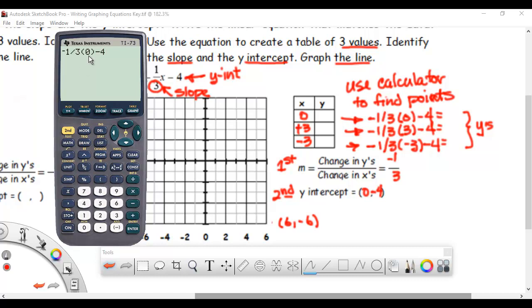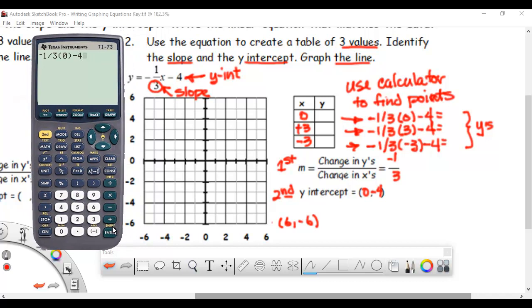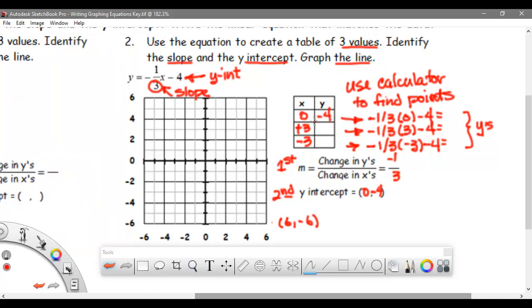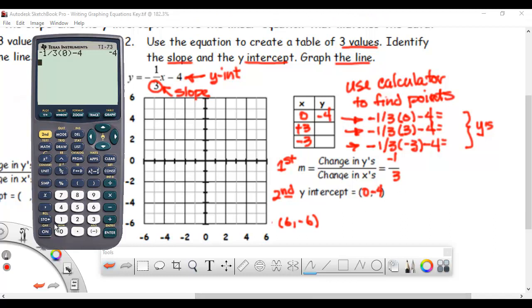Subtract 4, and let me hit enter here. So that first value matches with what I should have for the y-intercept. You can see that. So that's a good way to make sure that I'm on the right track, that I'm using my calculator right. It gets that y-intercept correct. Now the only thing that I need to do next is to change that 0 to a +3.